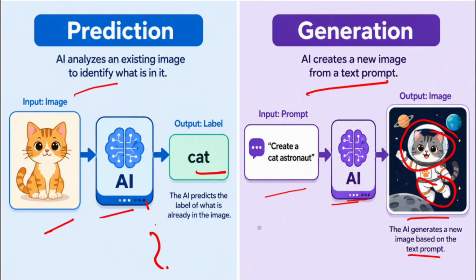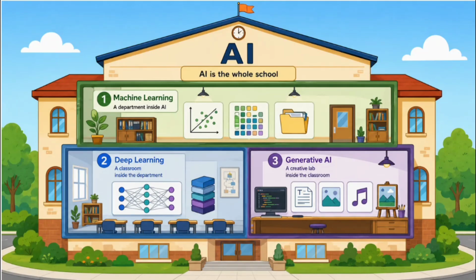So prediction answers a question like, what is this? Generation responds to an instruction like, create. Spam detection is mainly prediction, image classification is prediction, face matching is prediction. Writing a paragraph from an instruction is generation, and creating an image from text is generation.